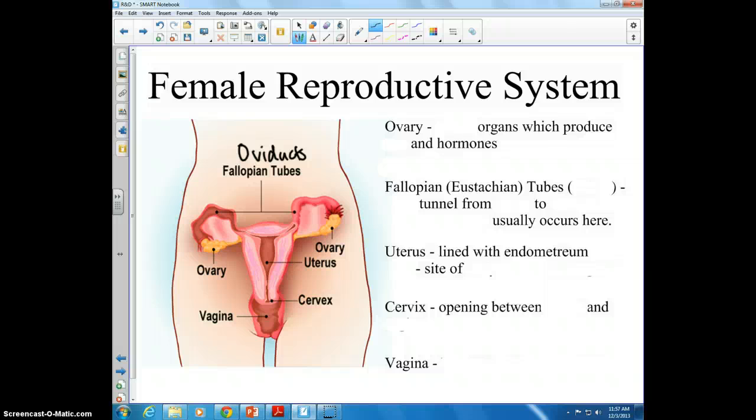Anyway, once the egg goes into the fallopian tube, that is where fertilization is most likely to take place, if it's going to take place at all. And then the egg will continue traveling through the fallopian tube into the uterus. So this purple portion right here on the uterus represents muscle. The uterus is a very, very muscular organ. And then the pink part on the inside represents the lining of the uterus right here.